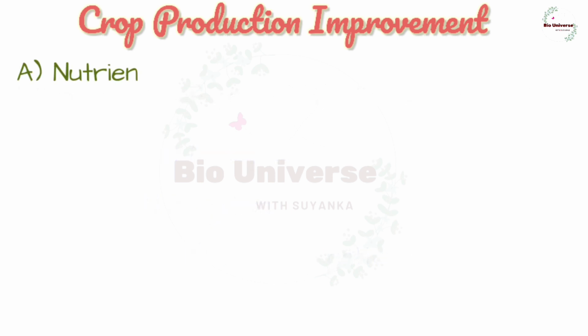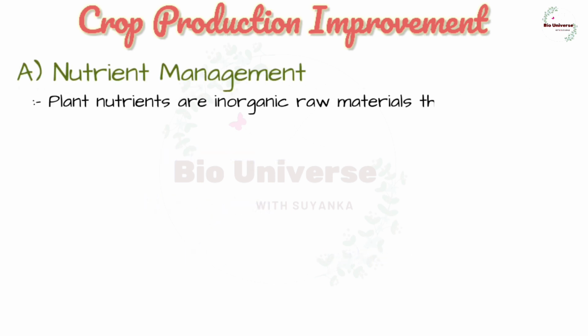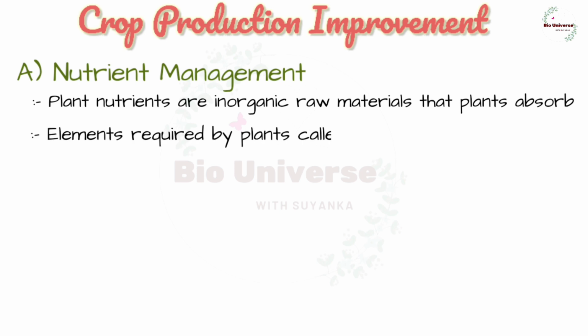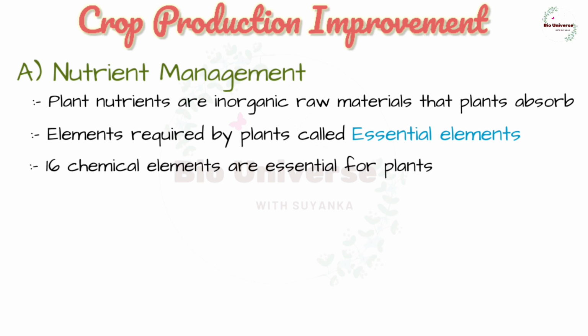What is nutrient management? Plant nutrients are inorganic raw materials that the plants absorb from their surroundings and utilize in building up their organic matter. Some of the chemical elements are required by all plants. They are called essential elements. There are a total of 16 chemical elements which are essential for plants.